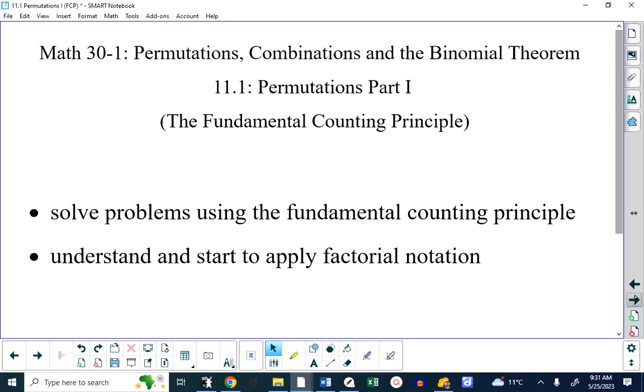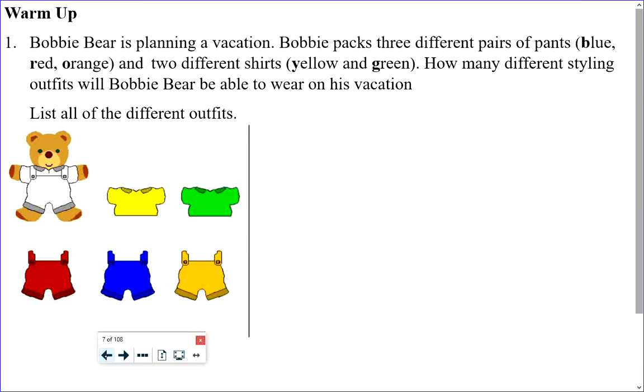So we're going to start off with a very basic problem to introduce us to what the fundamental counting principle is. How many different styling outfits does he actually have available to him when he goes out on the town on his vacation in Maui or wherever? So there's Bobbie Bear, and there's 3 pairs of pants. And there's a condition here, unless Bobbie Bear wants to get arrested, he has to be wearing pants and a shirt, okay?